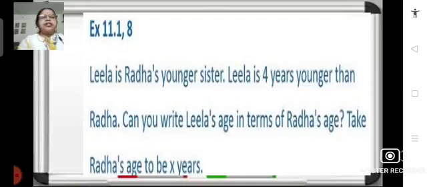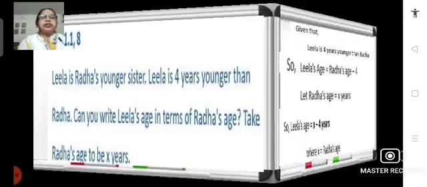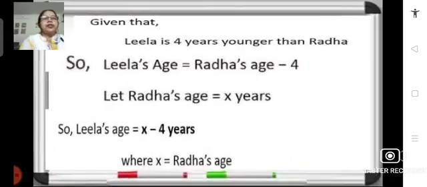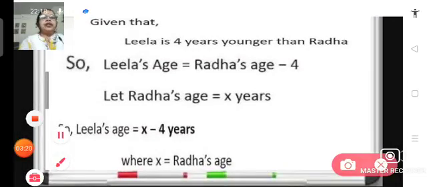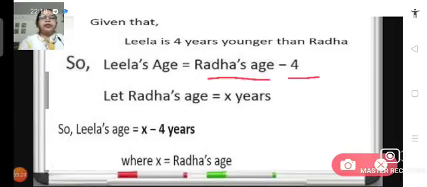So how will we write the expression for Leela's age in terms of Radha's age? So Leela is 4 years younger than Radha. So Leela's age will be Radha's age minus 4. And what is Radha's age? We have taken it as X years. So what will be Leela's age? It will be X minus 4 years.